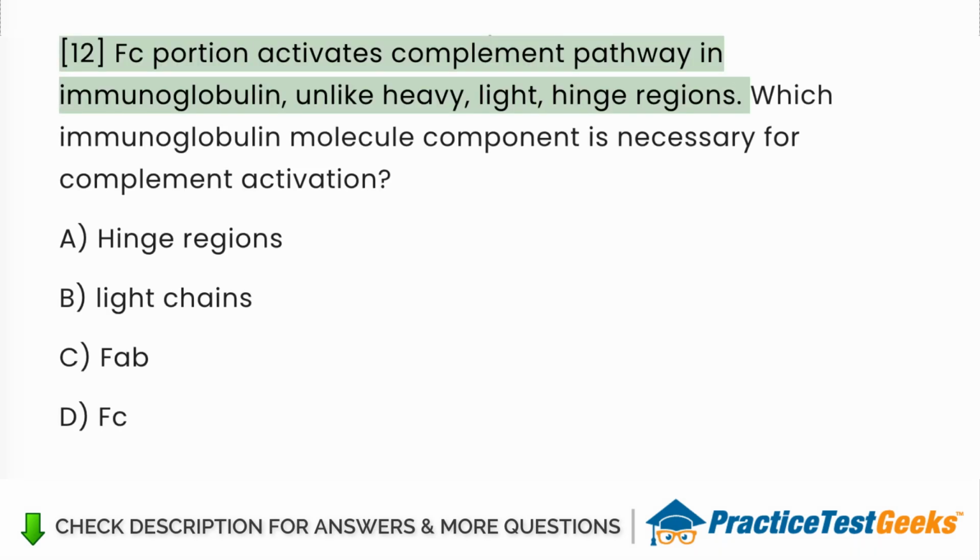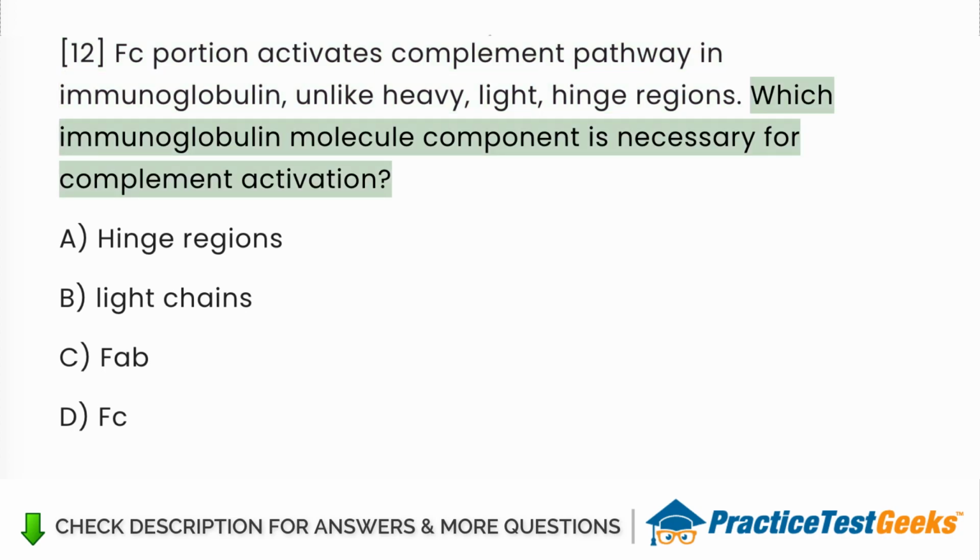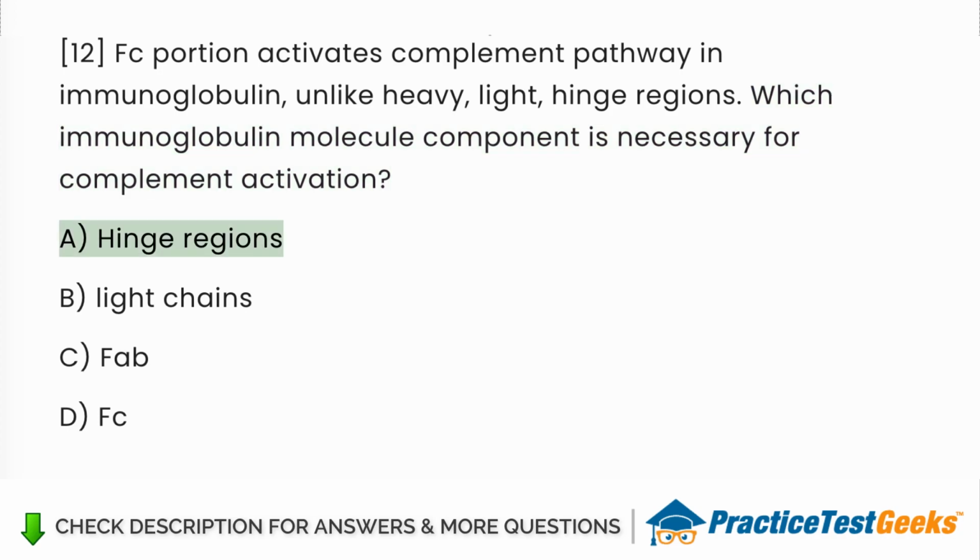Fc portion activates complement pathway in immunoglobulin, unlike heavy, light, hinge regions. Which immunoglobulin molecule component is necessary for complement activation? A. Hinge regions. B. Light chains. C. Fab. D. Fc.